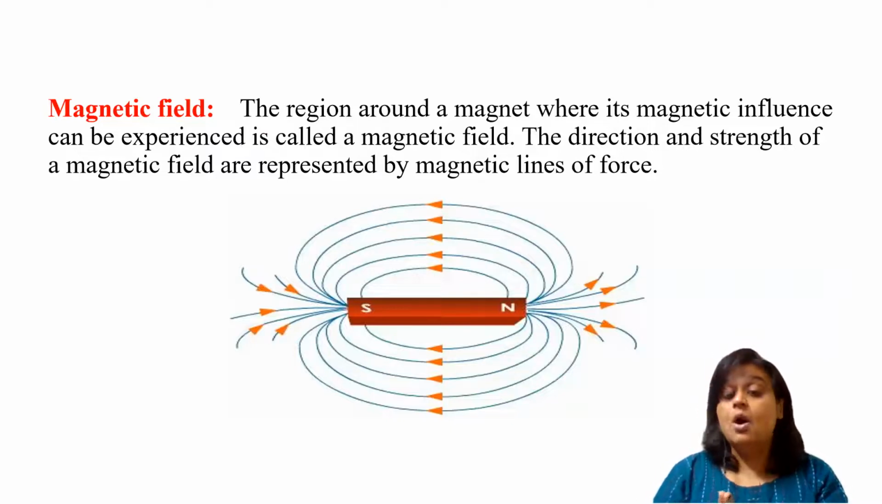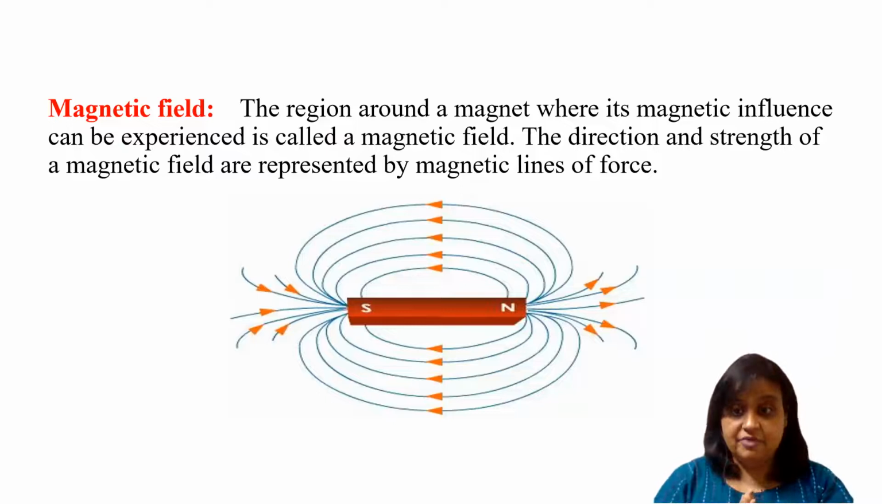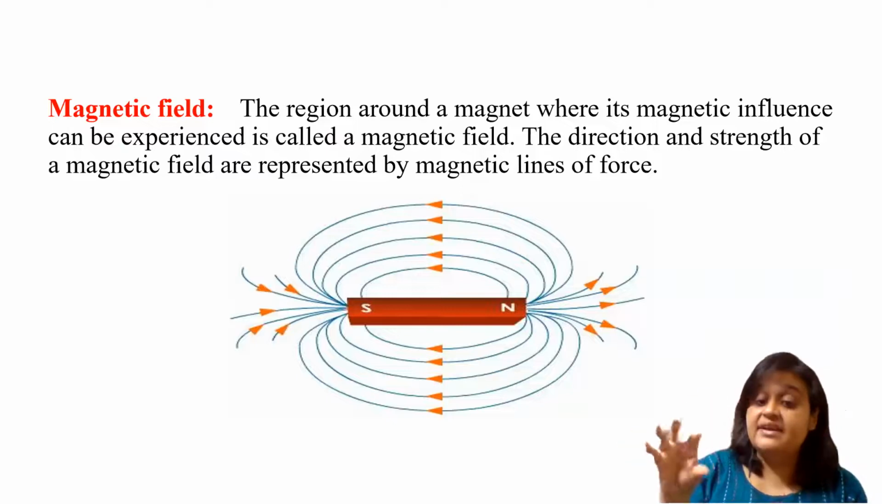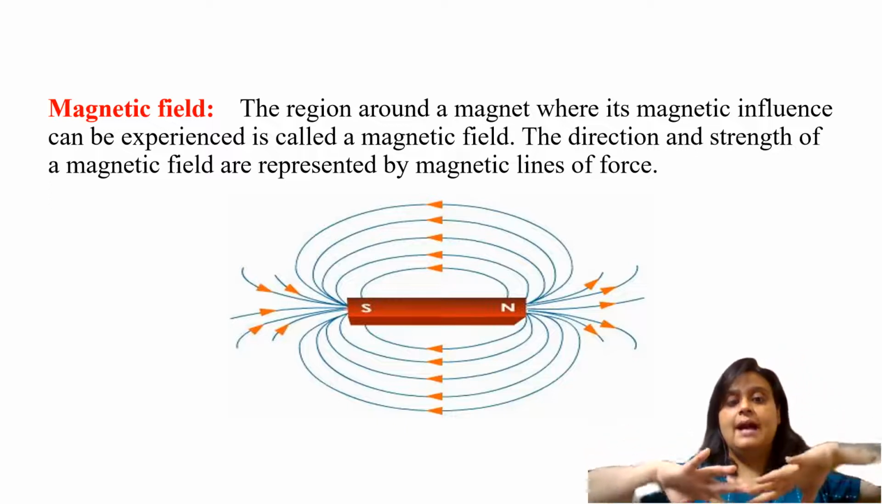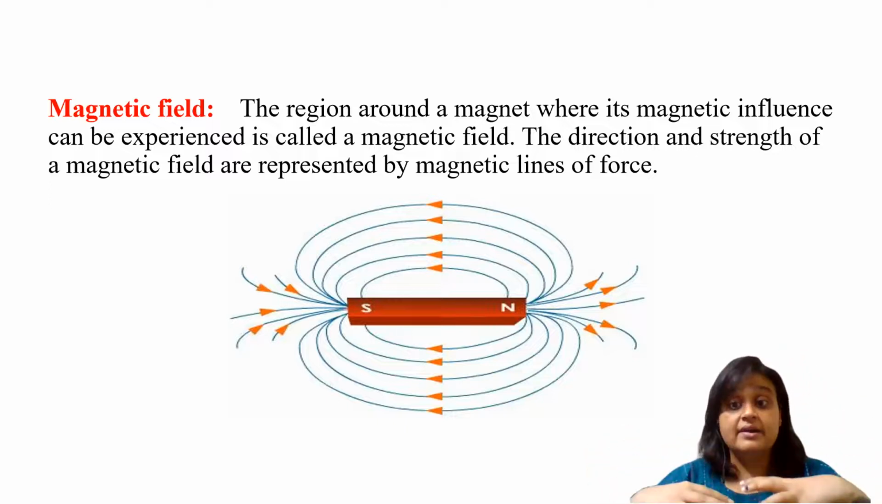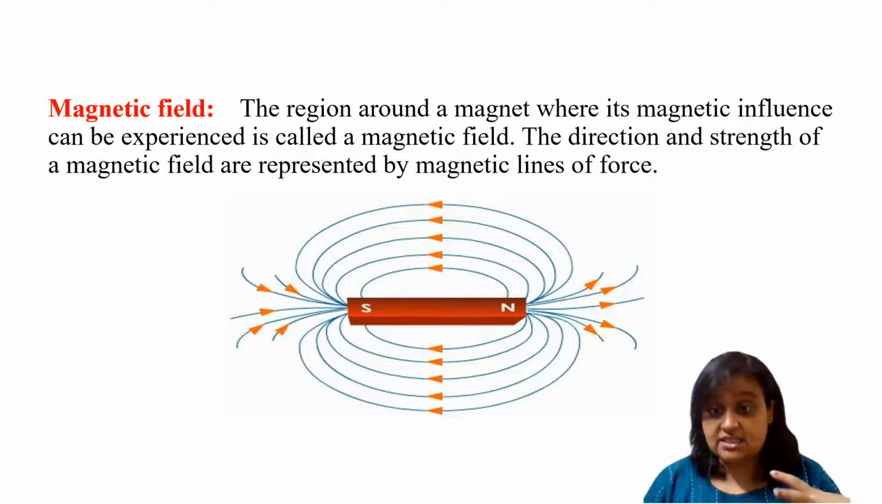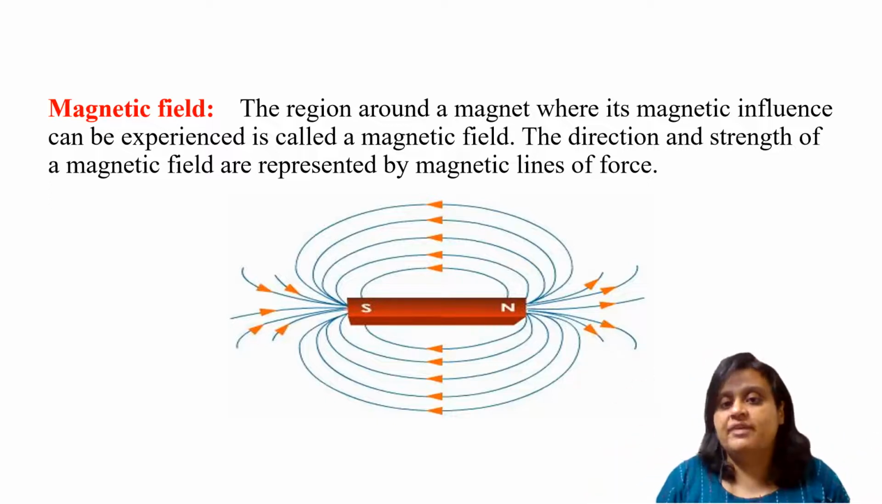Then you will see here that the area, the space, the region around the magnet, you will observe that there is the influence of the magnet, where it can show its effect, its magnetic force. That area around the magnet, where it can show its influence, is known as magnetic field. वो उतने में उसका जो अपना effect show कर रहा है, उतने में वो उसका effect आ रहा है, right? उसको magnetic field बोलते हैं.